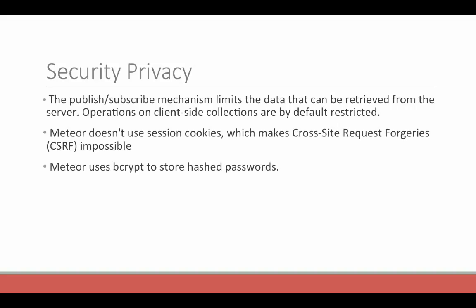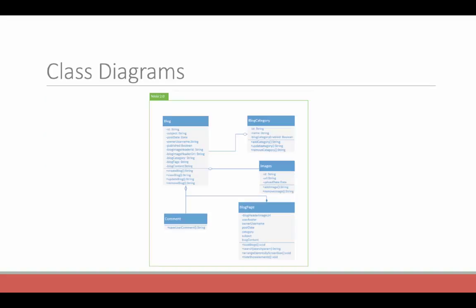The security and privacy. The publish-subscribe mechanism that Meteor has limits the data that can be retrieved from the server. The operations of the client-side collections are by default restricted. Meteor doesn't use session cookies. This makes cross-site request forgeries impossible. Meteor uses Bcrypt to store hashed passwords.